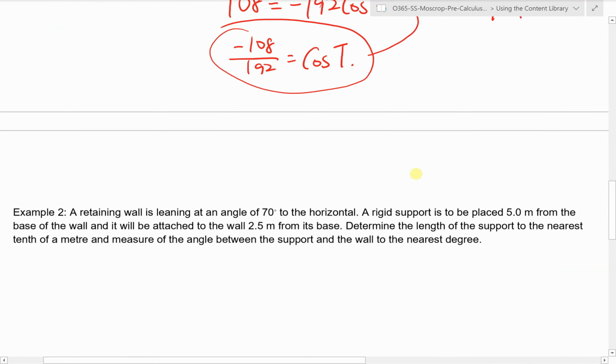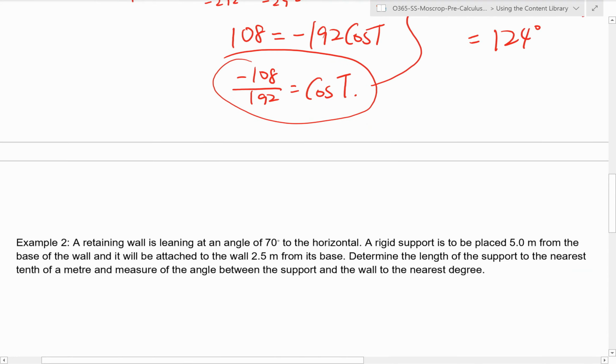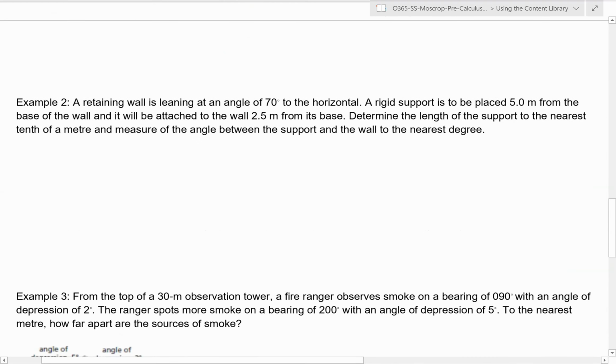So hopefully these solving-the-triangle questions were not too difficult for you, and hopefully it's not too difficult to understand how to use cosine law. Next page, we're going to solve some word problems.